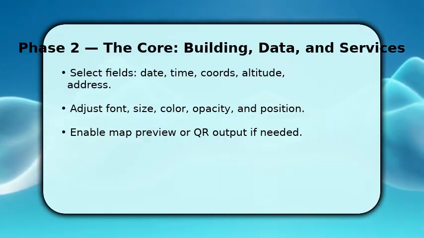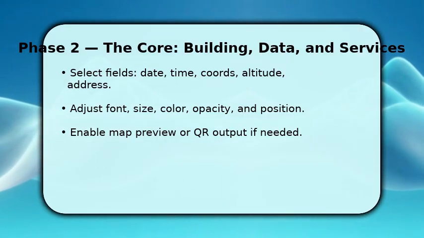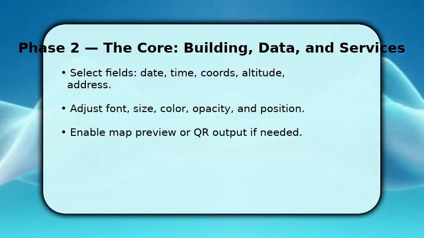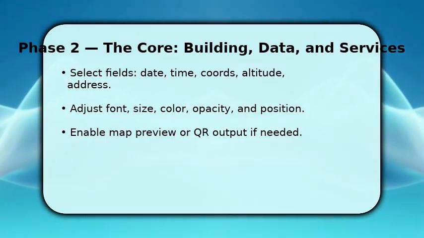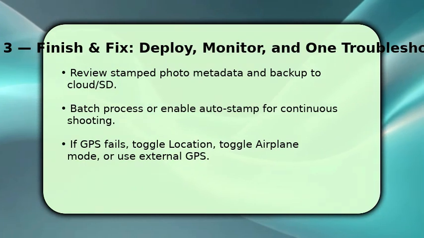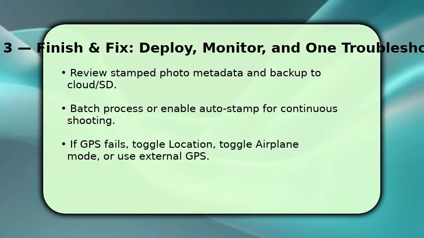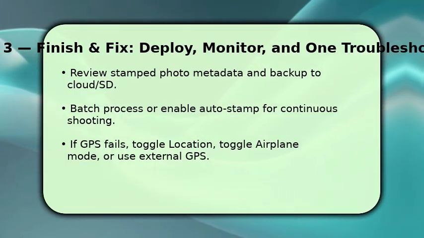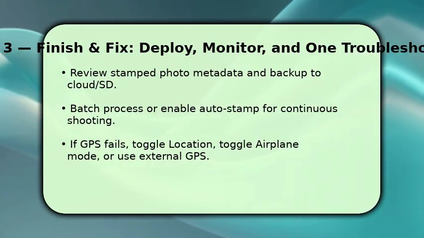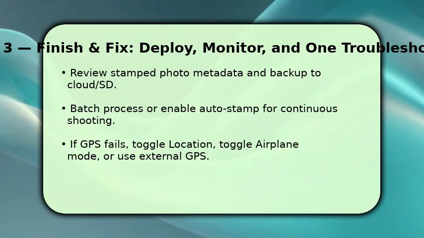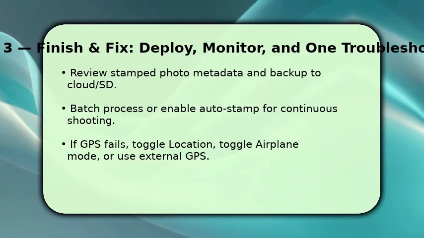Then take several photos from different lighting to confirm visibility and placement. To finish, review the stamped photo and its metadata. Make sure the coordinates match your location, then back up images to cloud or SD for safekeeping. If you shoot many images, use batch processing or enable auto-stamp to save time and maintain consistency.